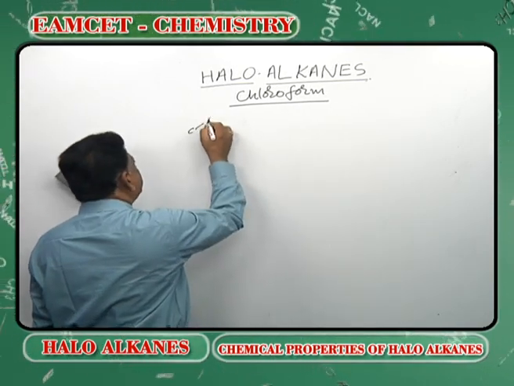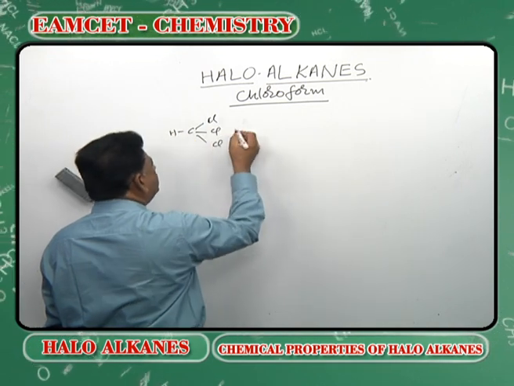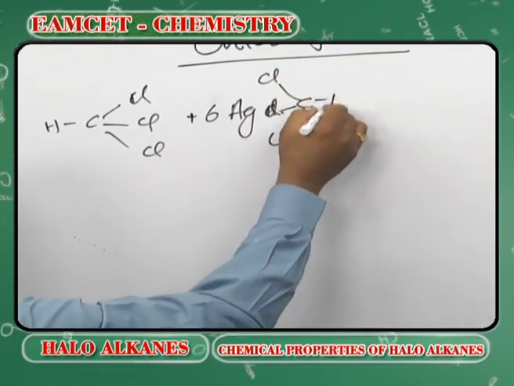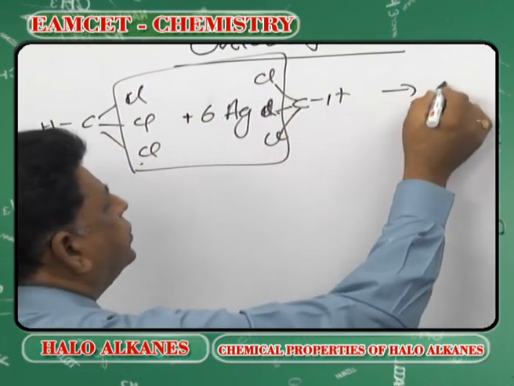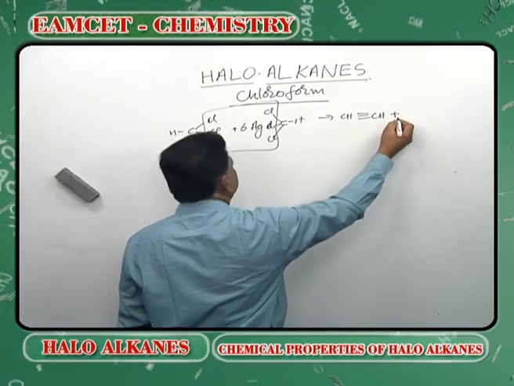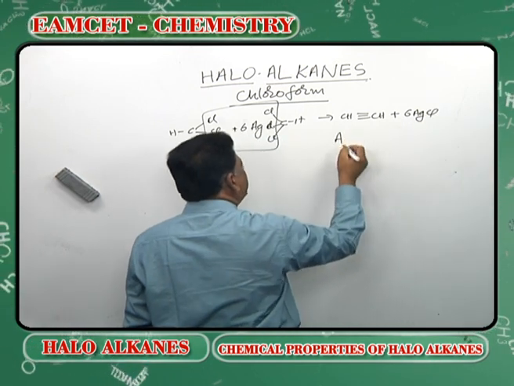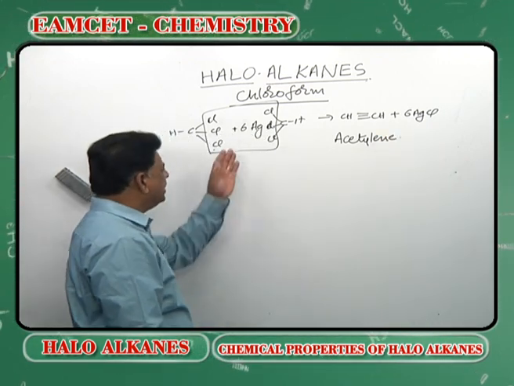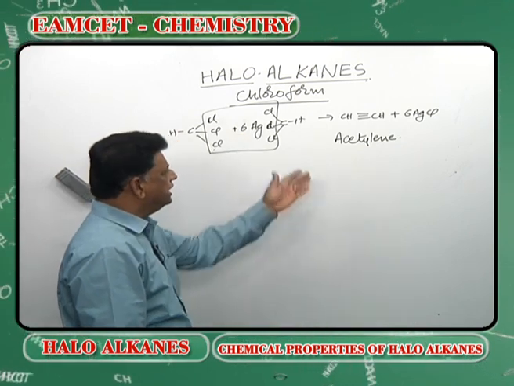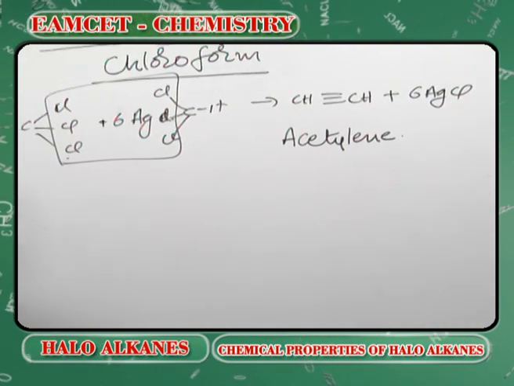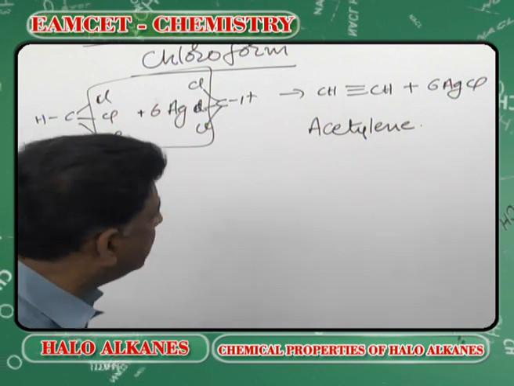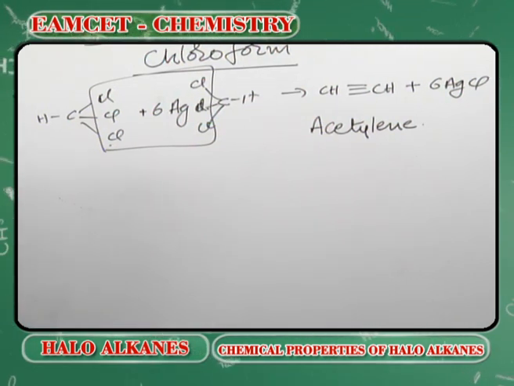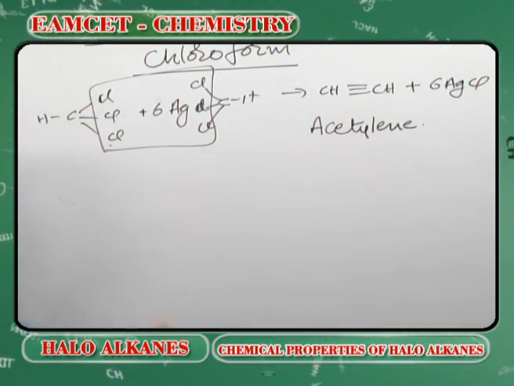Chloroform, when treated with silver metal, or any halogen acceptor, with 6 silver atoms, is written like this: 6 silvers and 6 chlorines will go out as 6 silver chlorides, and the 2 CH groups are bound with a triple bond. This is nothing but acetylene. You can use this method for acetylene, but commercially it is not feasible because it is a costlier affair; the chloroform and the silver are both costly. We have other commercial methods for the preparation of acetylene, like hydrolysis of calcium carbide, which gives acetylene at a cheaper rate. So this is a costlier affair, but the method can be extended for higher chemistry.